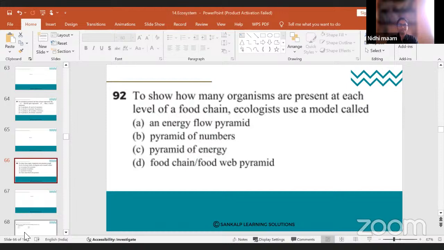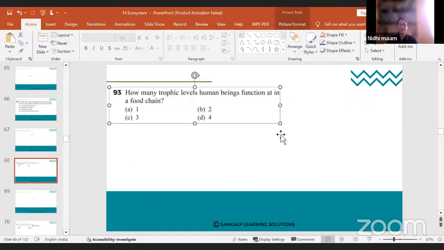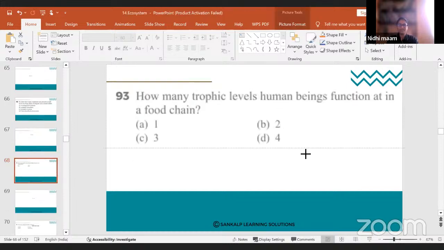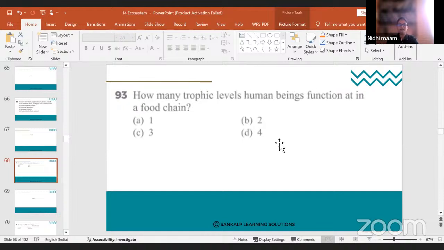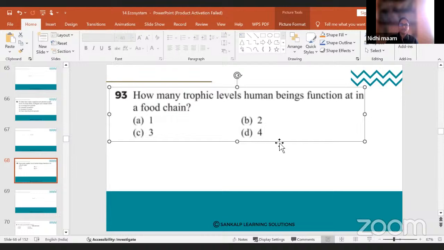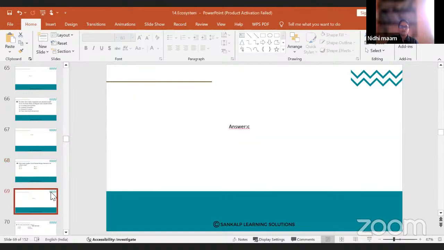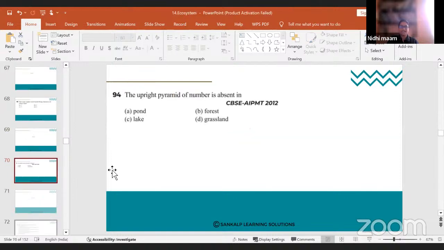Next question. How many trophic levels does a human being function at in a food chain? A 1, B 2, C 3, D 4. Yes, Sushmita, Ranjita, Aishu, Mahalakshmi. Most of you voted for option C. So that is 3. Option C is the right answer.